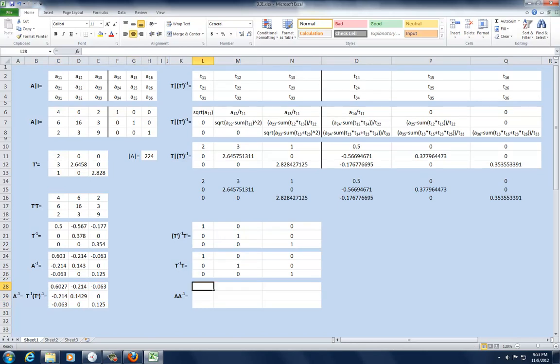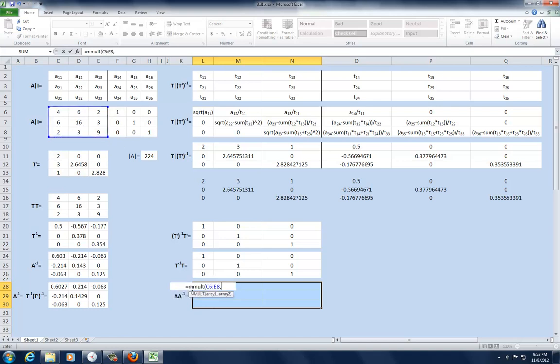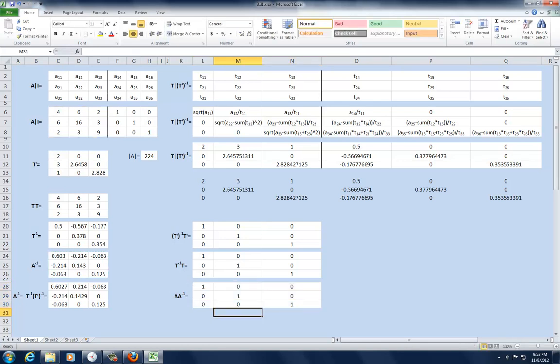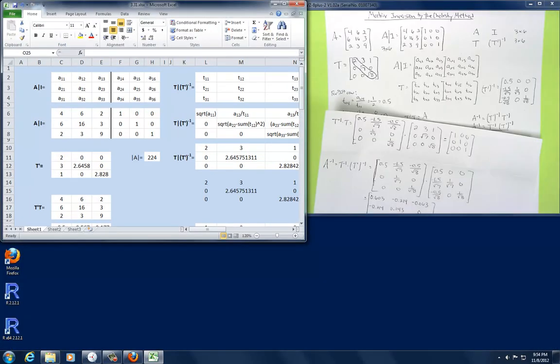Alright, and we can verify that that is correct by doing A times the inverse of A. And what should we get? That's right, we get the identity matrix. I know it's a lot to look at, but I hope it makes it a little bit easier for you, and also confirms what we did by hand over here.